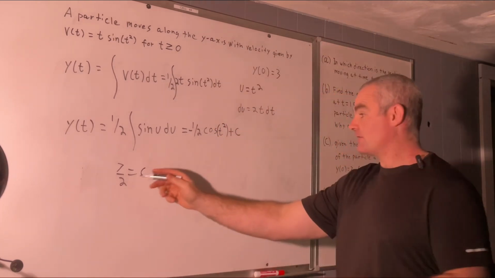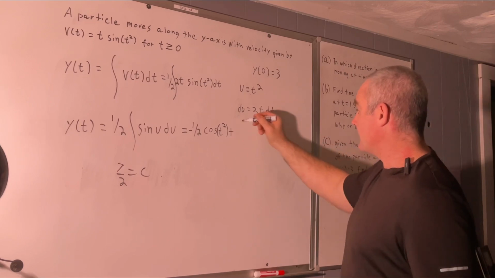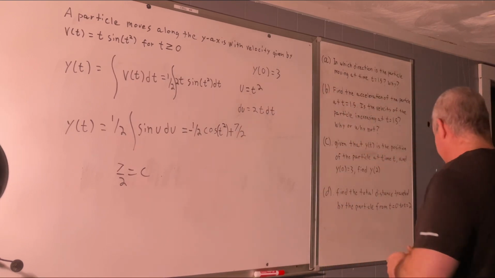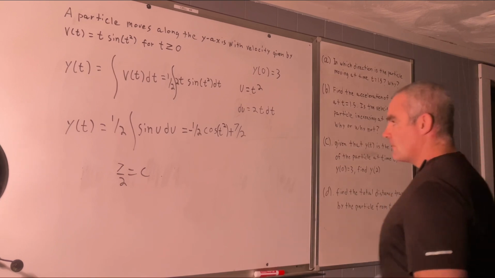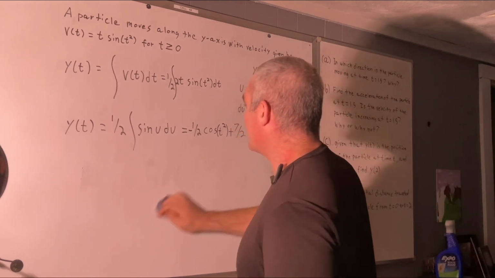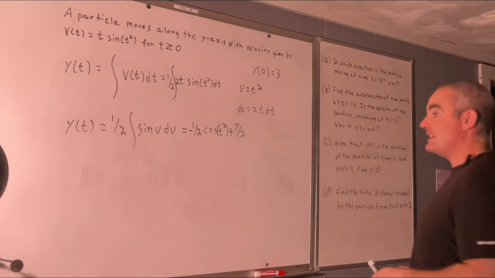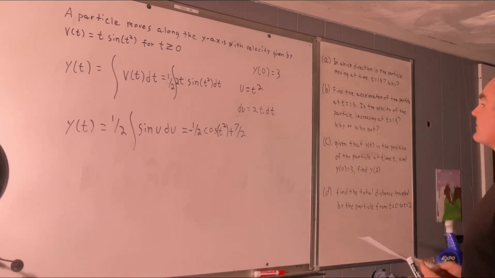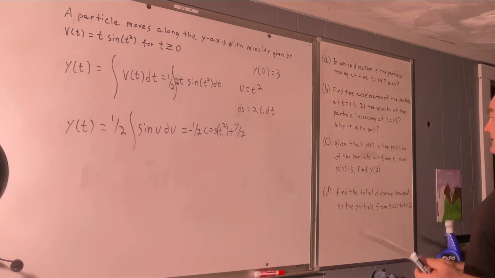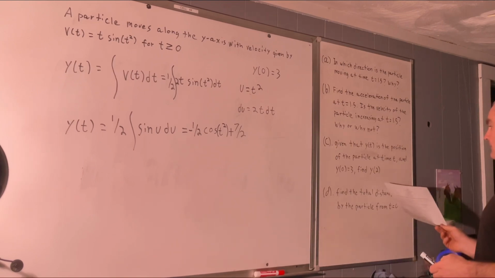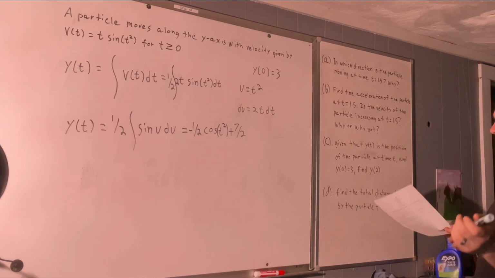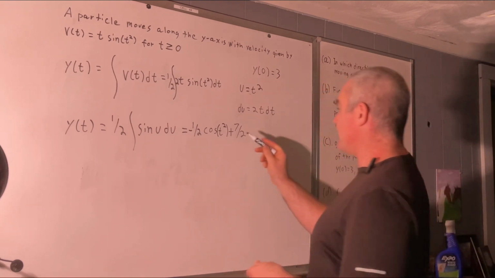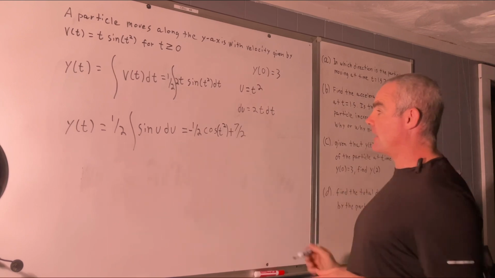And now we can just copy that right here, 7/2. So y of t is equal to negative 1/2 cosine of t squared plus 7/2. All right, find y of 2. Simple. Now it is, anyway. Y of 2 is simply plugging in 2 for that t right there.